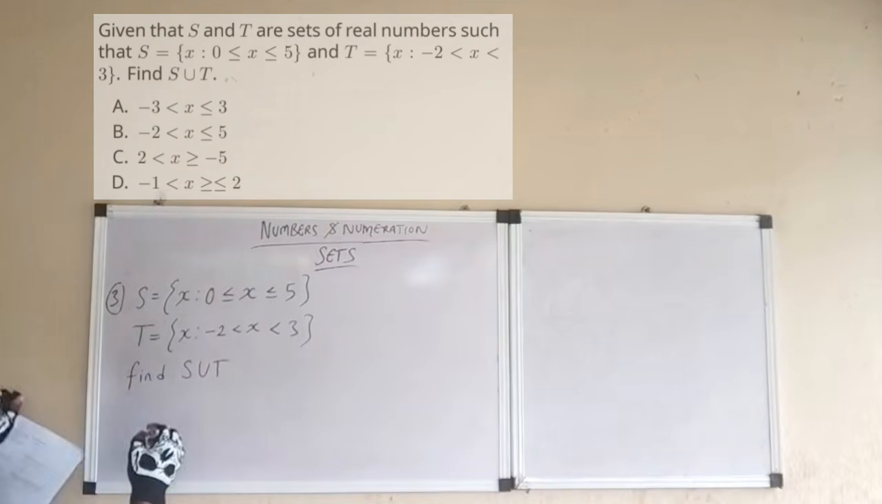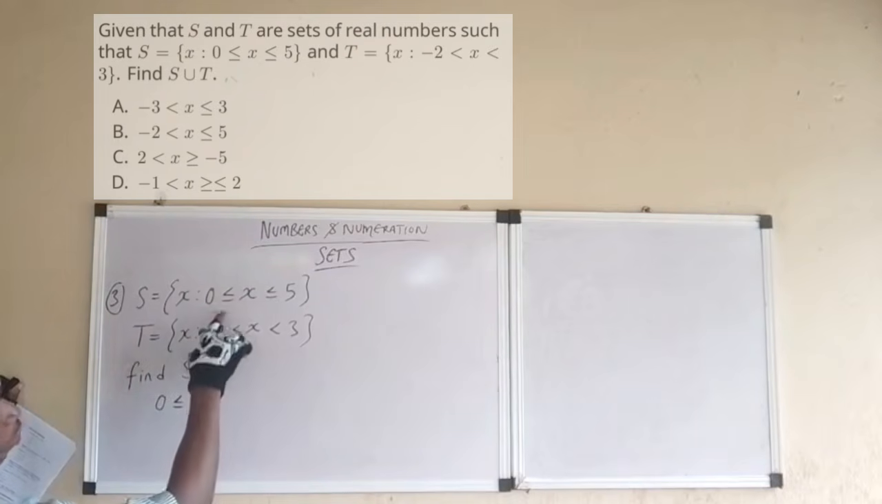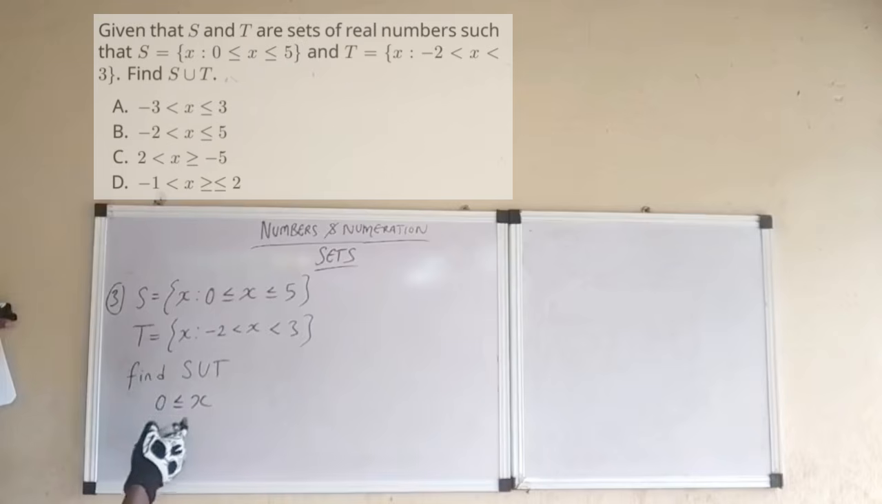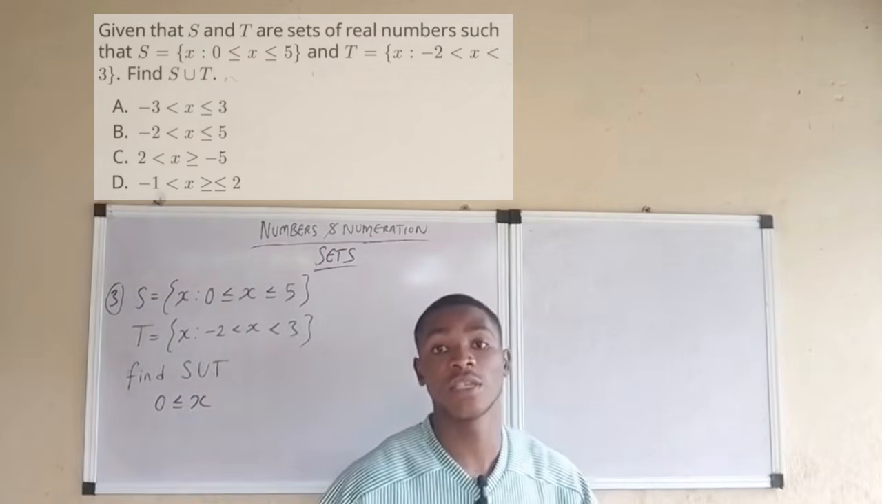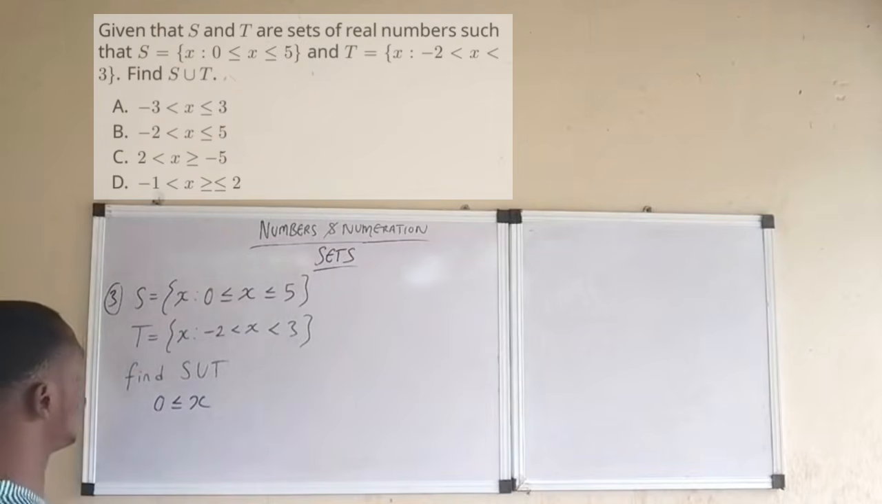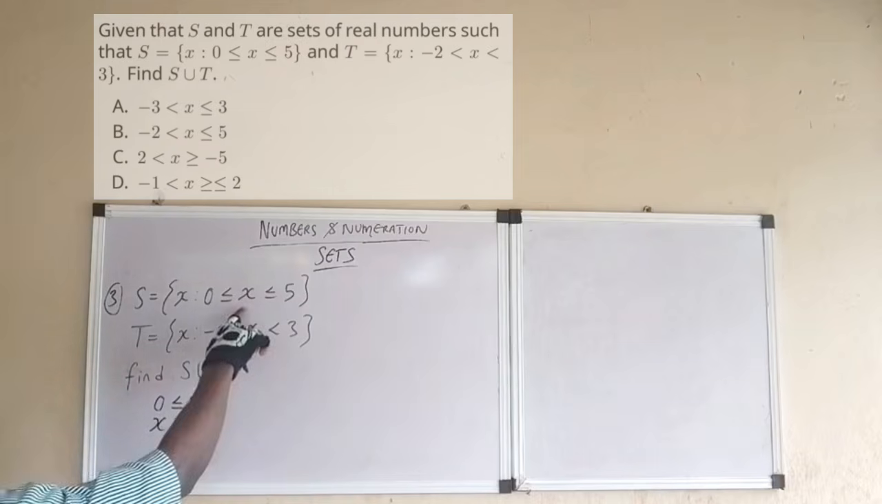For S, I'm going to first write out the first inequality. 0 ≤ x. Now, I always want to make sure that this x is on the left-hand side, so I'm going to rearrange this. If 0 is less than or equal to x, it means that x is greater than or equal to 0. Just like I say 2 is greater than 1. If I want to say it another way, I can say 1 is less than 2. So that's what we're doing here. So 0 ≤ x, and if I want to write it another way, I'm saying that x ≥ 0. Do you understand?